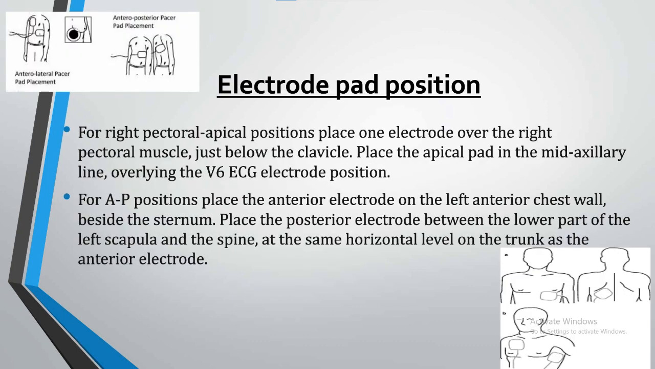Electrode pad position. For right pectoral apical positions, place one electrode over the right pectoral muscle, just below the clavicle. Place the apical pad in the mid-axillary line, overlying the V6 ECG electrode position. For AP positions, place the anterior electrode on the left anterior chest wall, beside the sternum. Place the posterior electrode between the lower part of the left scapula and the spine, at the same horizontal level on the trunk as the anterior electrode.